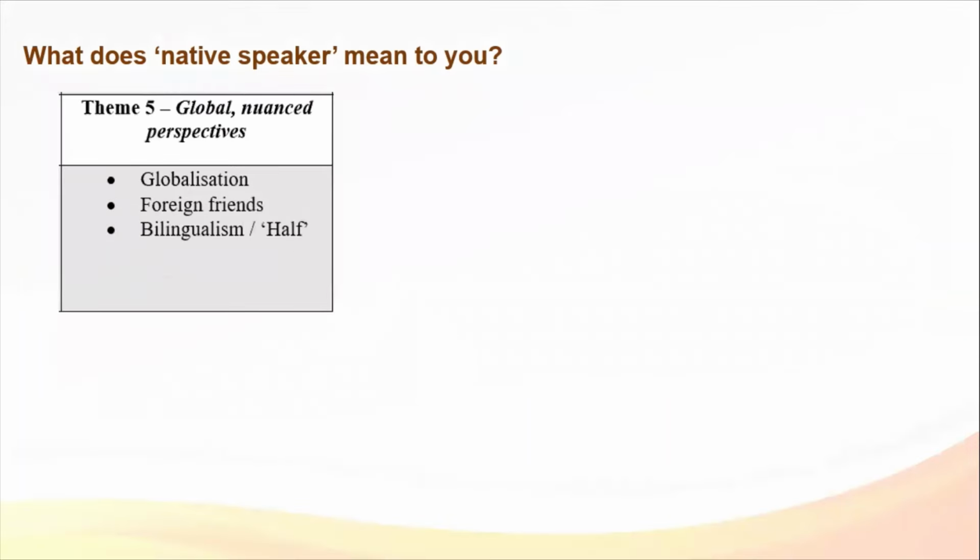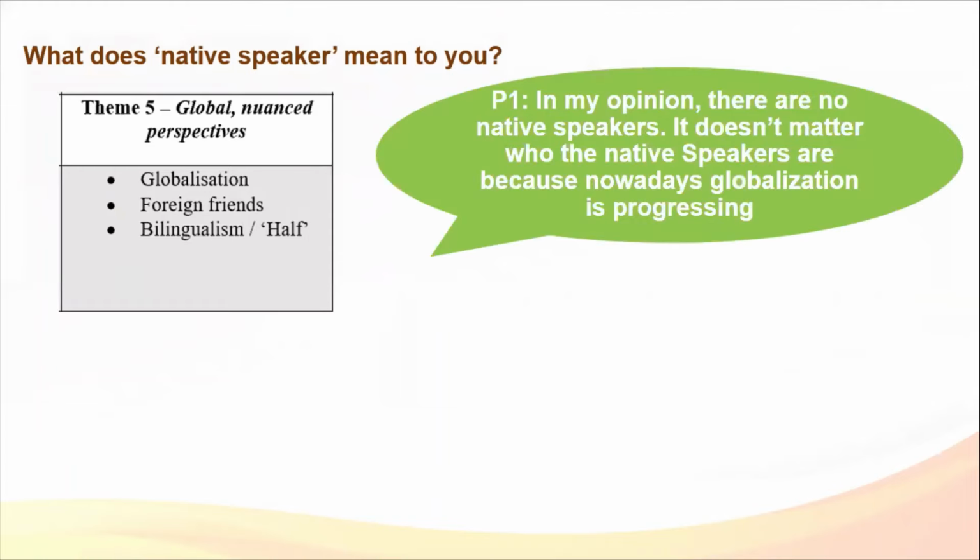And then theme 5, the more global, more nuanced perspectives. I picked out a couple of quotes for this. They're interesting. Participant 1: "So in my opinion, there are no native speakers. It doesn't matter who the native speakers are, because nowadays globalization is progressing." So this shows this participant has noticed that globalization is happening, and they believe that there are no native speakers. We're all speakers of any language, maybe.